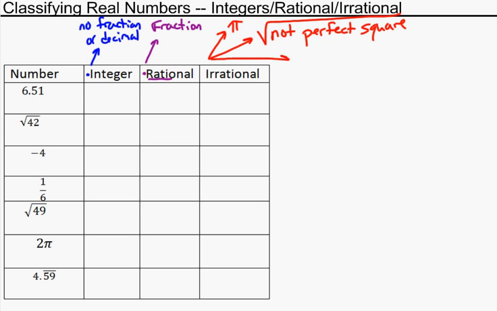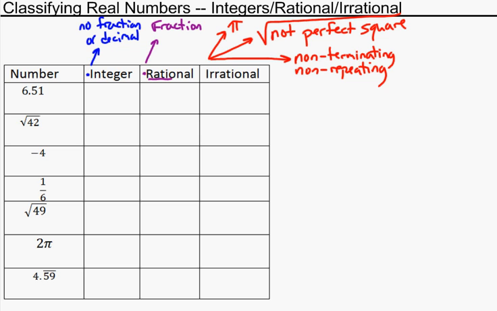And the last category, which is probably the least likely to occur, is any sort of non-terminating, in other words not stopping, or non-repeating decimal. So it has to be non-terminating and non-repeating, and then it's going to be irrational. And those numbers don't come up that much. So if I turn my attention to the numbers over here, we'll start with 6.51.